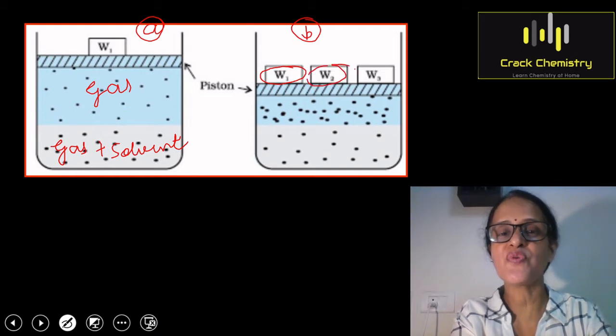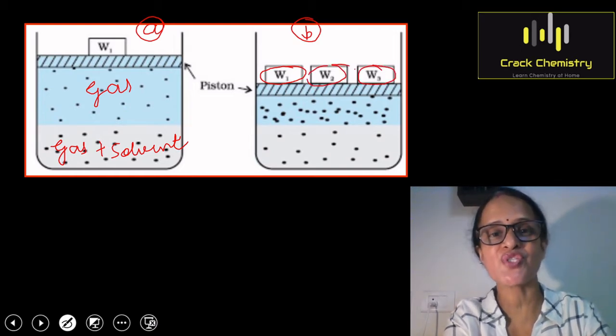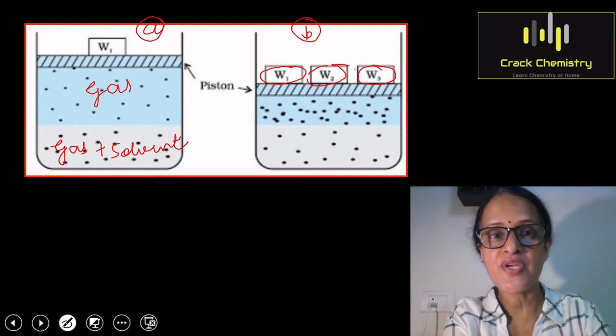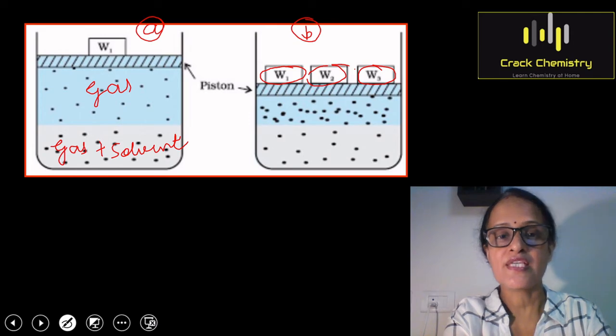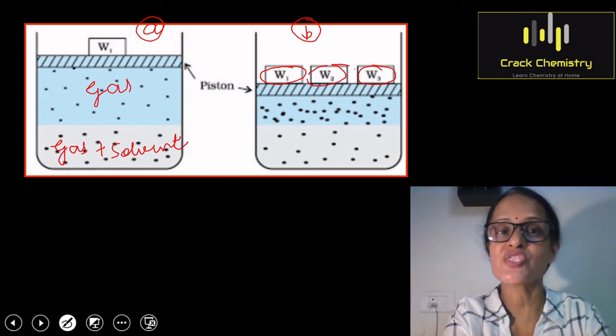You can see here that in figure B, we have increased the pressure over the surface of the liquid. So what will happen when you increase the pressure over the surface of the liquid? The volume of the system will decrease. Now, in this decreased volume, more molecules are present per unit volume. As more molecules of gas are present per unit volume above the surface of the liquid, more molecules will strike the surface of the liquid at this temperature. Hence more gas molecules will enter the liquid, and we can say that the solubility of the gas has increased because of the increased pressure.